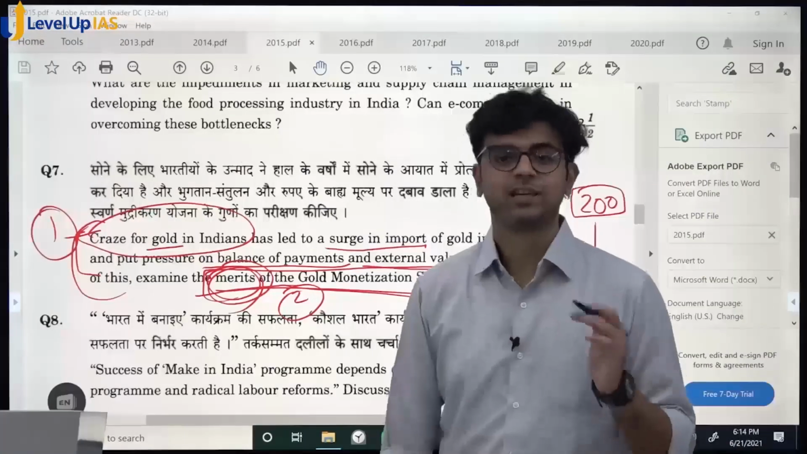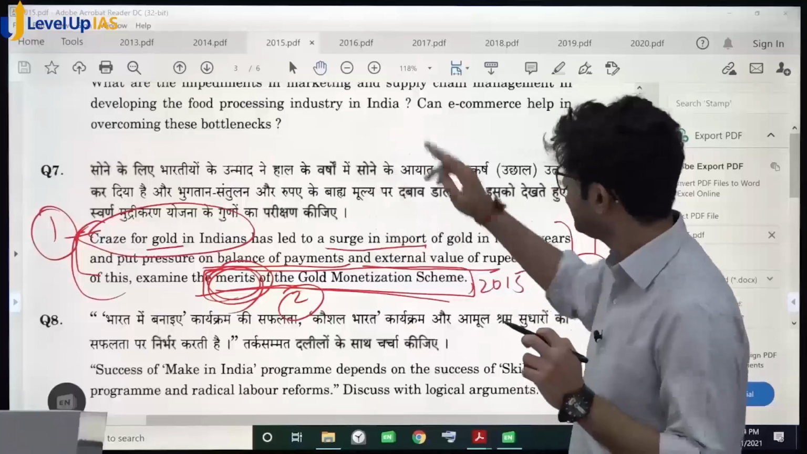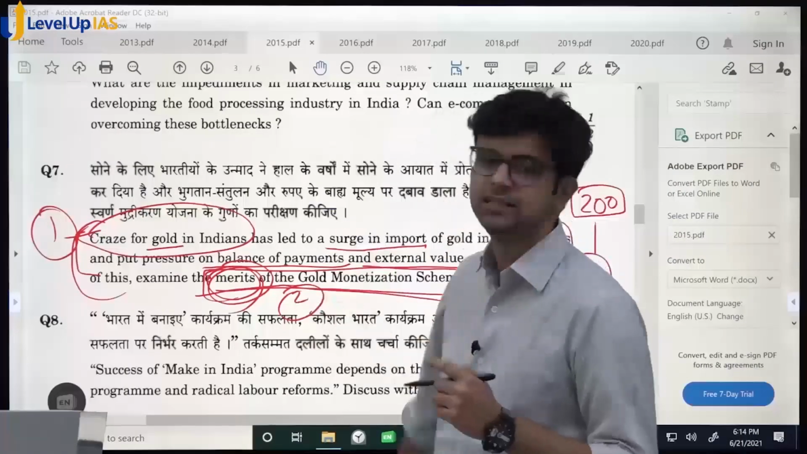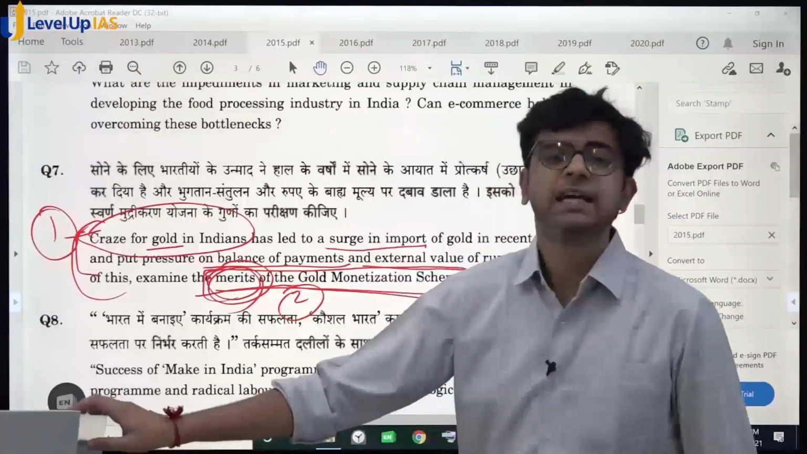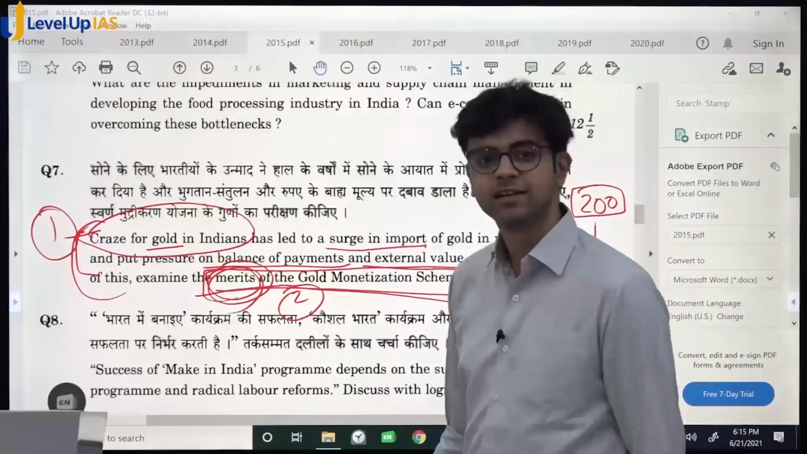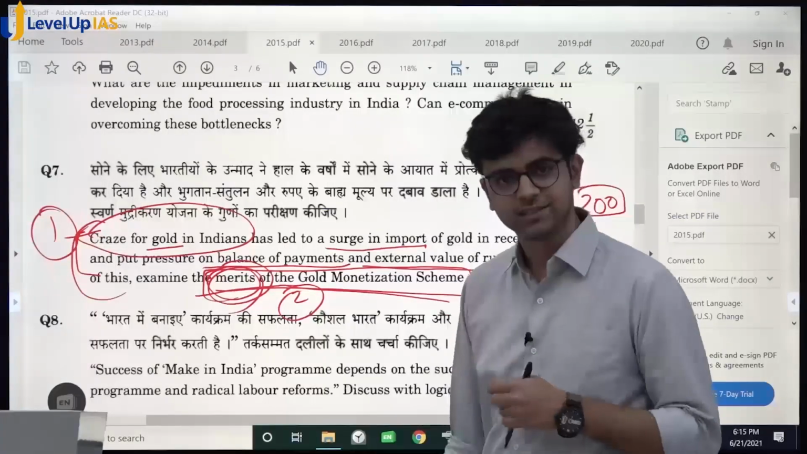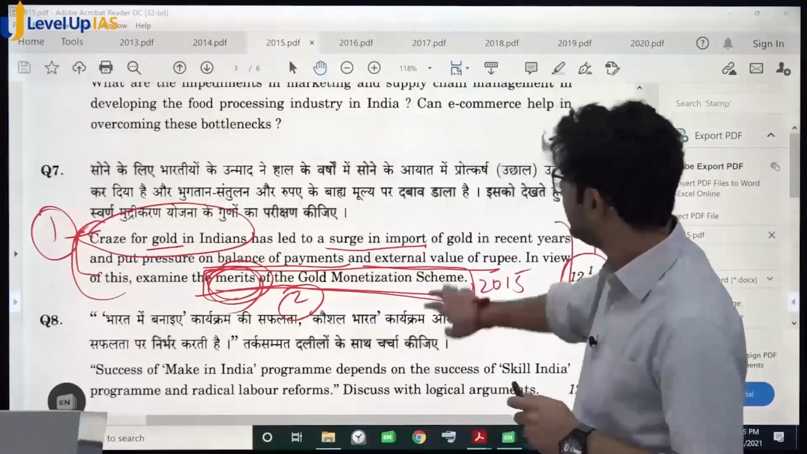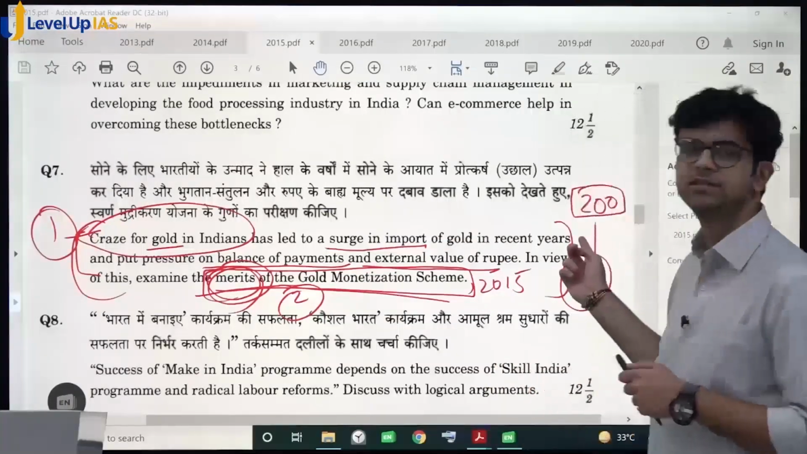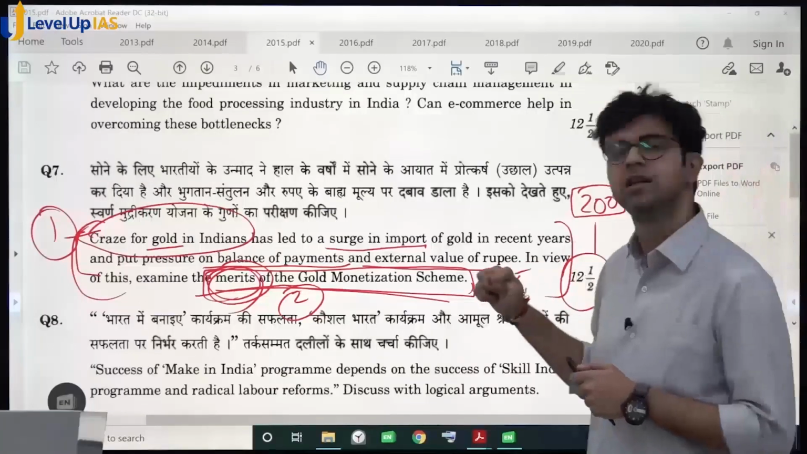Now what makes this question tough? Again, 2015 only. What makes this question tough is very few parts are there to write the answer. How many merits will you write? 5, 6? What after that? Same merits in different words? No, right? That makes this a little bit difficult question. Since it's 200 words, if it was 150 words, this question would have been a little bit simpler.